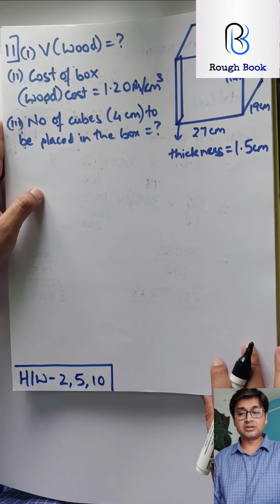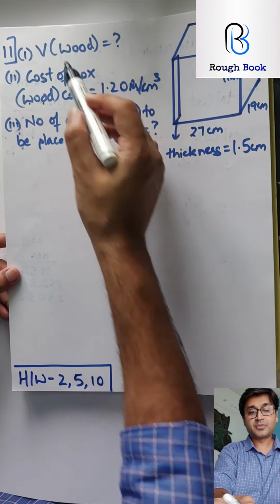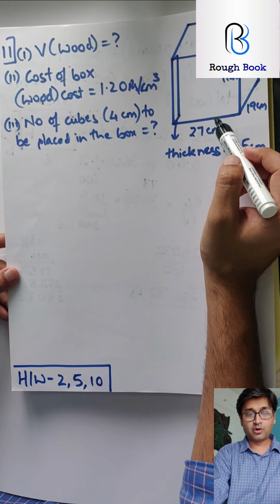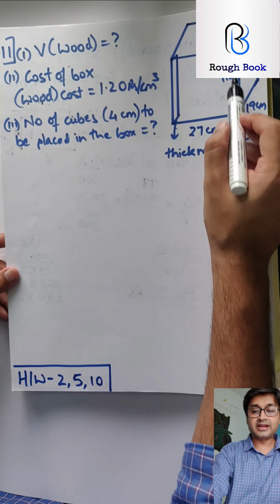11th, beautiful question, and this is the last question after which we can stop. So come on, let's make the most of it. There is a box, an empty box made of wood. The outer dimensions are 27, 19 and 11.